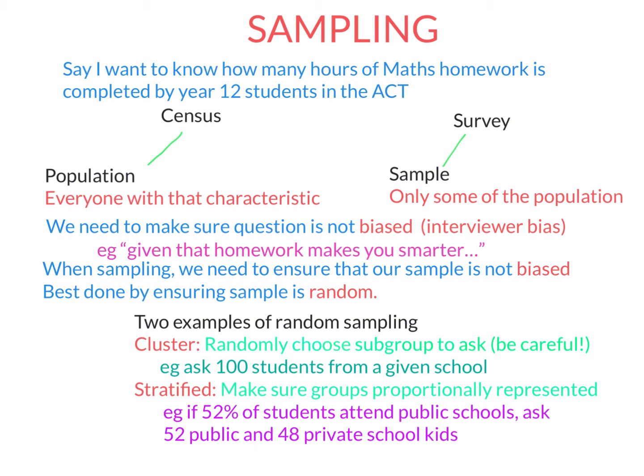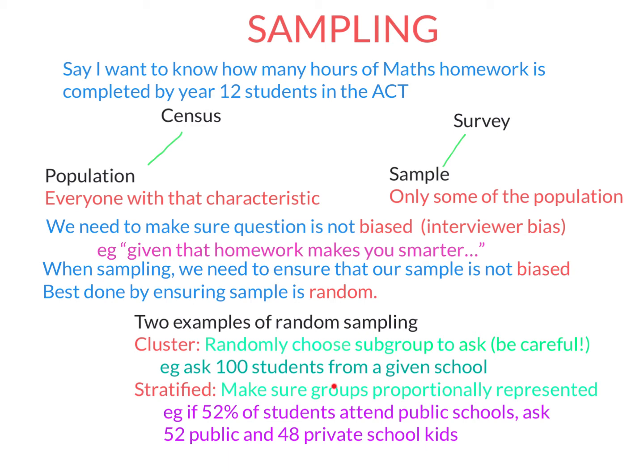So there are heaps of different ways that you can form a random sample. I'm going to mention two: cluster sampling and stratified random sampling. So cluster sampling is when you randomly choose a subgroup to ask. So for example, I could pick one school at random in the ACT and ask 100 students from that school. We just have to be a bit careful because that could lead to a biased sample as well. You know, if I just ask students at the top school in Canberra, probably not going to be representative of the whole population.